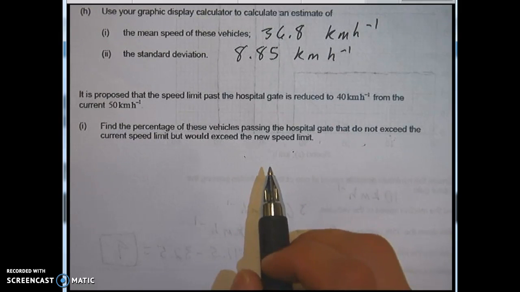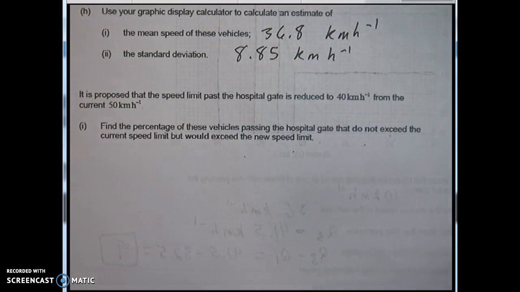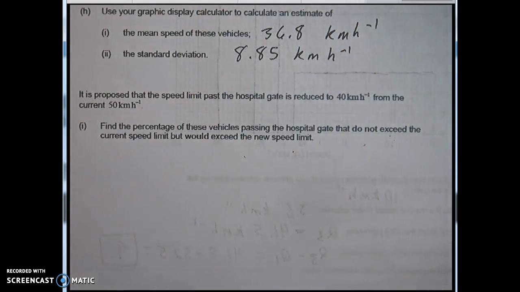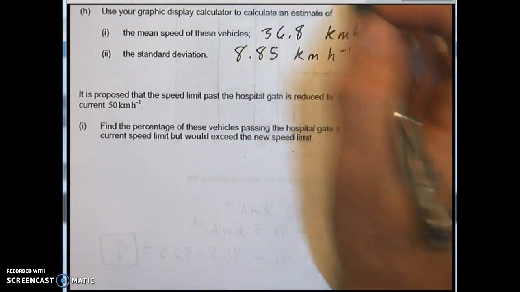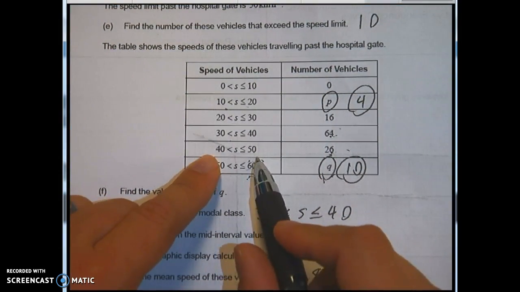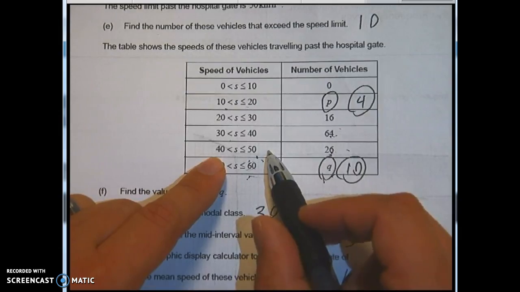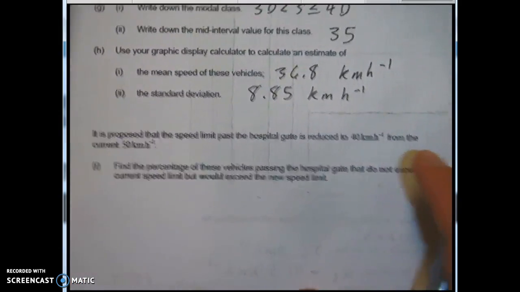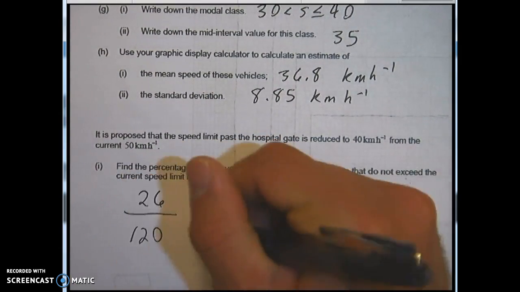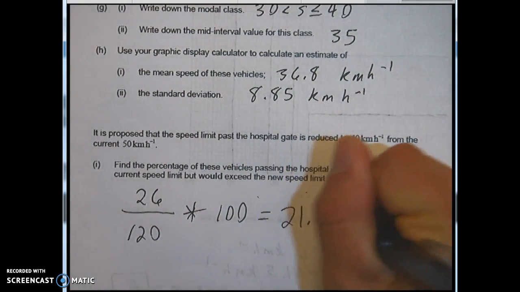So who are those people? The people who are currently not exceeding the speed limit but would be are the ones who are going from 40 to 50 here. So we're talking about these 26 people, because they're not speeding now. But if the speed limit was lowered, then they would be speeding. So to calculate a percentage, 26 out of the total, 120, make sure you multiply it by 100 to put it in percent form. That's about 21.7%.